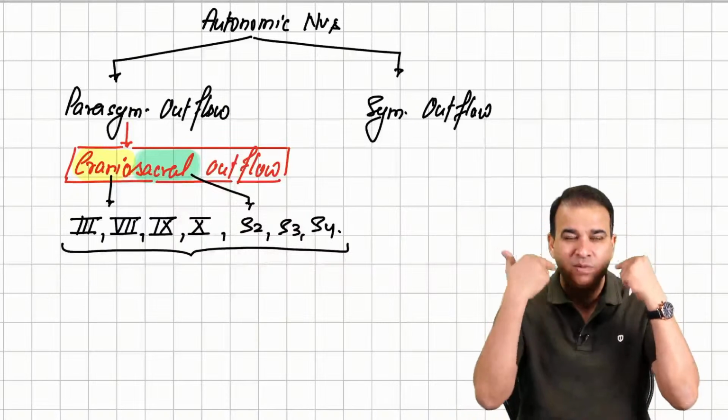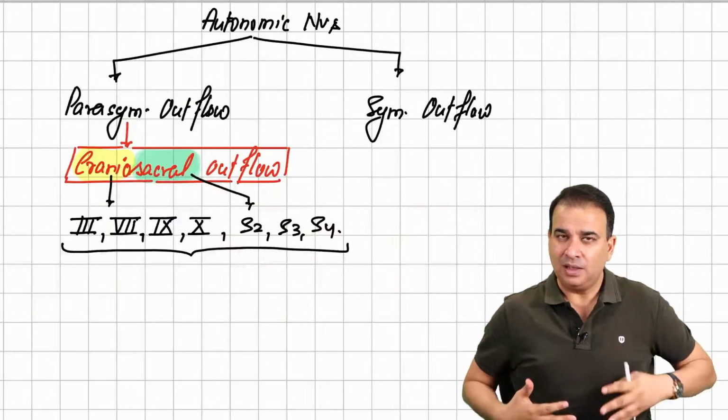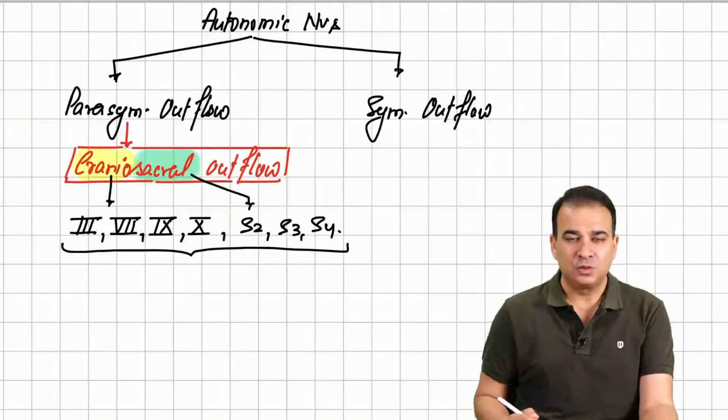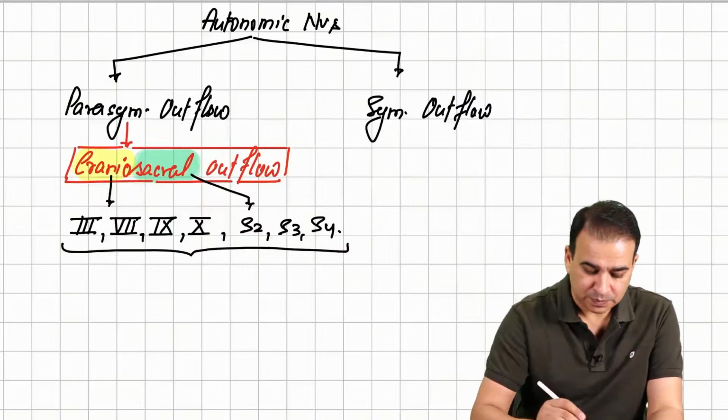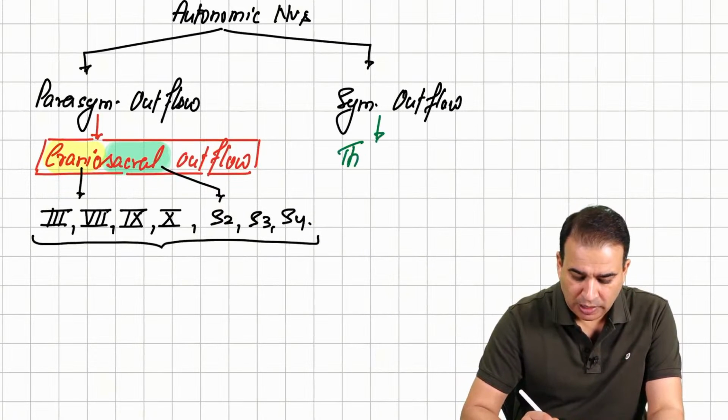So 3, 7, 9 will take care of this part. Vagus will go beyond and supply the thorax and abdomen region. And when it comes to the pelvis and perineum, it's the sacral nerves, S2, S3, S4. So that is the parasympathetic outflow. Sympathetic outflow, it is also called the thoracolumbar outflow.